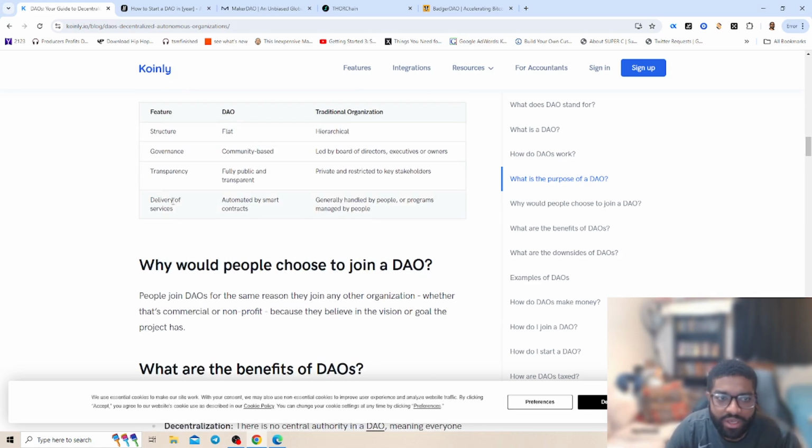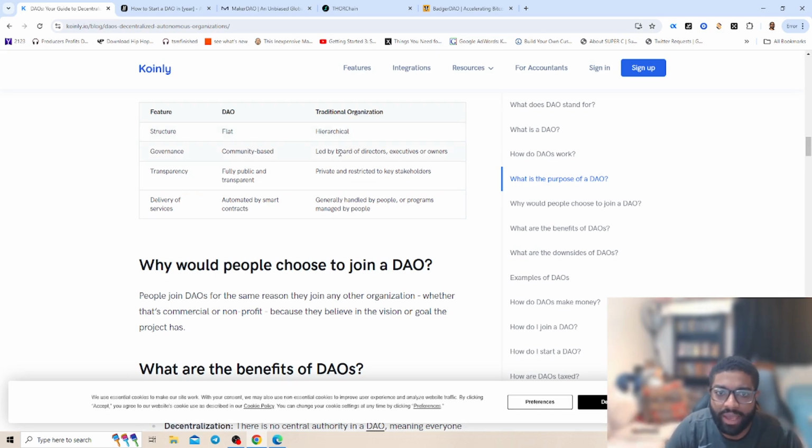So let's go over this. We have the feature, the structure, governance, transparency, delivery of services. Let's look at the differences. A DAO is flat, and the traditional organization has a hierarchy. There's no one big shot and no bigwig leading the rest. It's going to be more community-based.